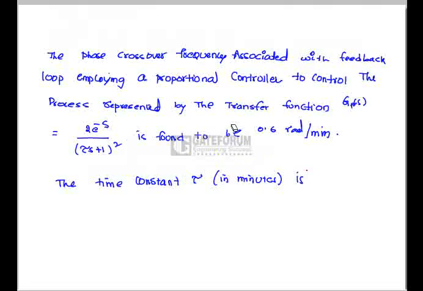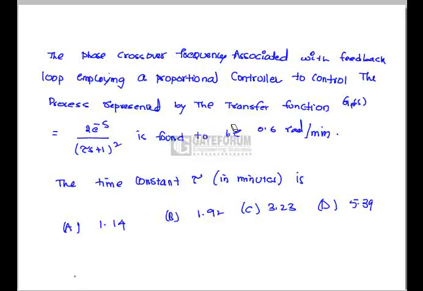That is option A is correct. Yes. The phase crossover frequency associated with the feedback loop employing a proportional controller, the process represented by a transfer function Gp of S equals 2e power minus S by (tau S plus 1) whole square, is found to be 0.6 radians per minute. Find the time constant. Here, the options are A is 1.14, B 1.92, C 3.23, D 5.39.